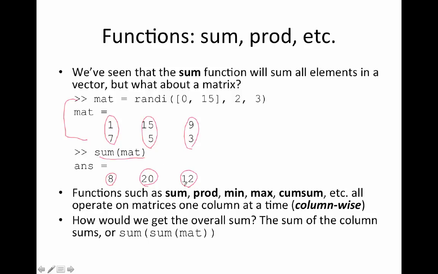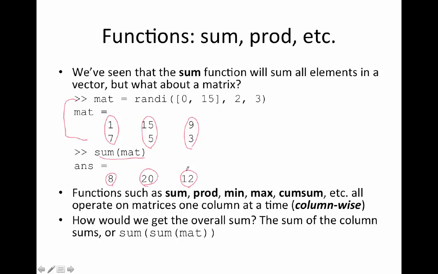So functions in MATLAB such as sum, prod, min, max, cumsum, etc. all operate on matrices one column at a time. So this is called column-wise. Every one of these functions is going to operate on each column. So sum of the matrix gives me a vector with 3 sums in it, the 3 column sums.